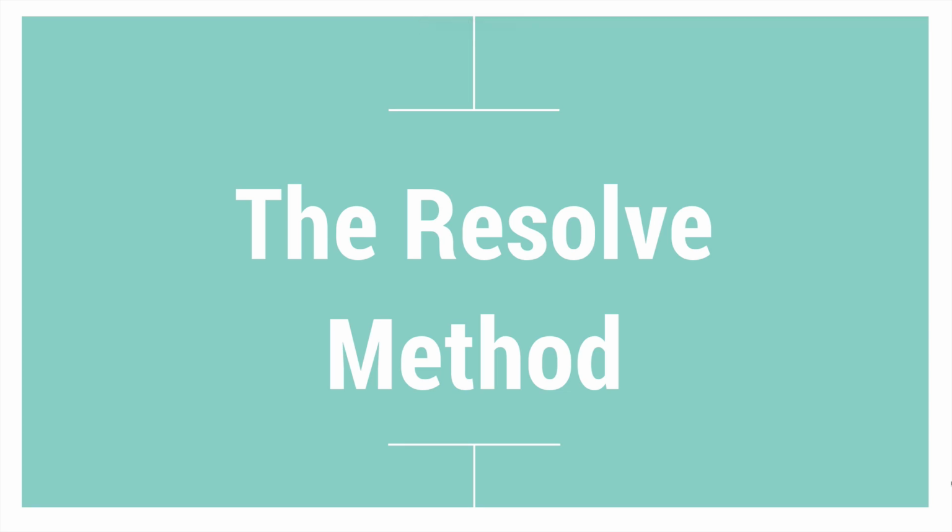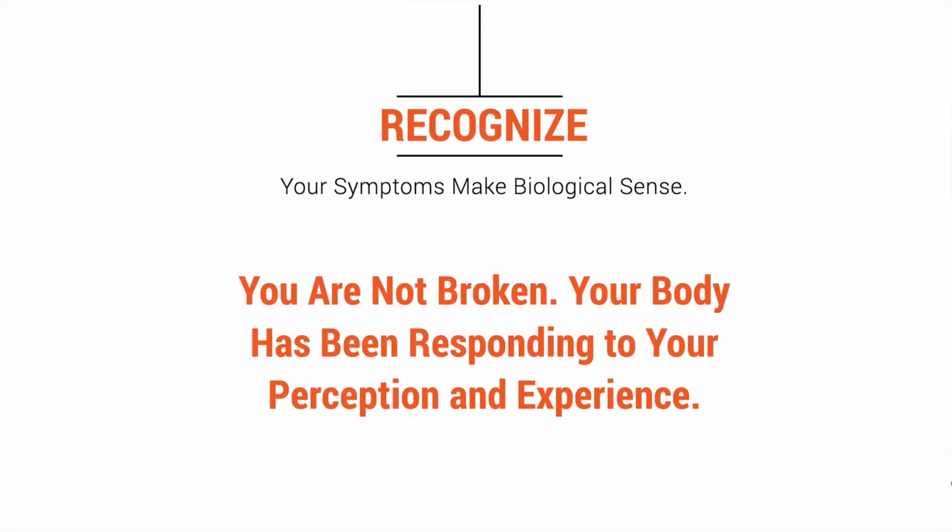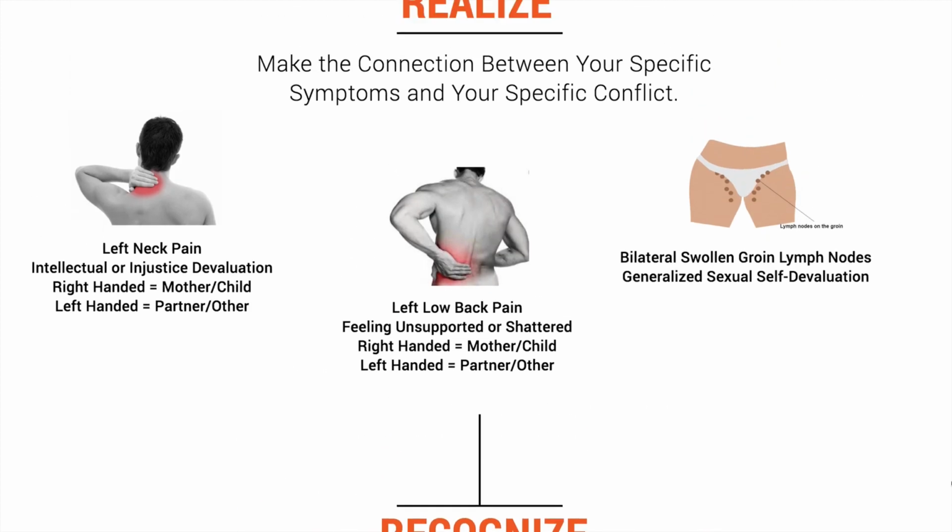Okay, so now we want to go through the 6 steps of the resolve method, looking specifically at the self-devaluation conflict. So first step, recognize the big picture of GNM, recognize that your symptoms make biological sense. You are not broken. Your body simply has been responding to your perception and experience. That recognition moment is huge.